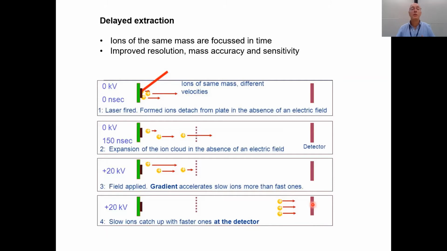So this made an enormous difference. This improved the resolution of these instruments from a few hundred to several thousand. So the function of delayed extraction is that the ions of the same mass are focused in time, and this achieves improved resolution, improved mass accuracy, and improved sensitivity.